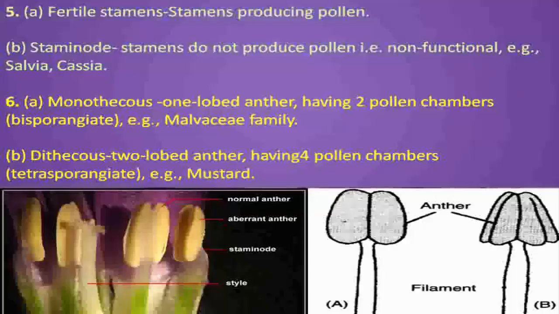So this is your normal anther. This is your aberrant anther. Aberrant means sessile. It is staminoid. This is the style, this is the stigma, this is the ovary. And this is your Monothecous, when it has only 1 lobe and hence it has 2 pollen sacs that produce pollen grains. And this is your Dithecous, when the anther has 2 lobes and it has 4 pollen chambers. So that is your Dithecous.